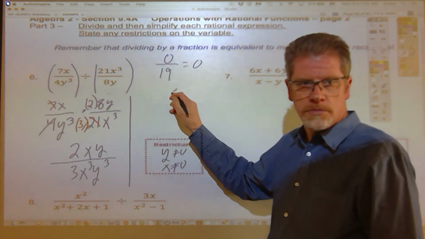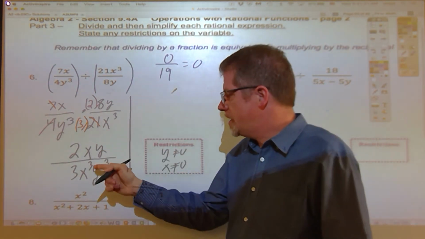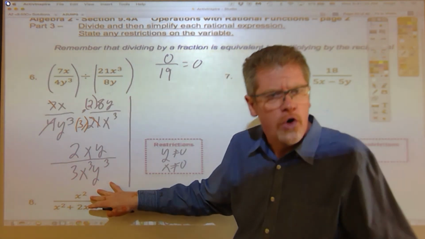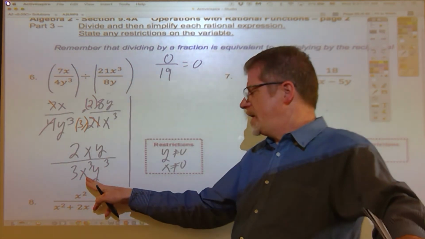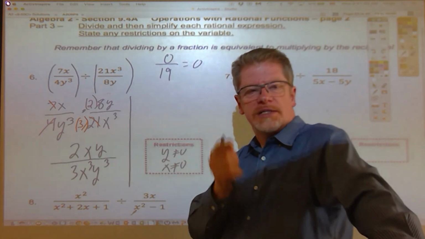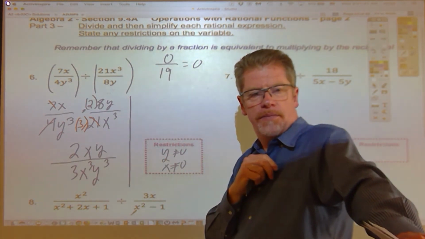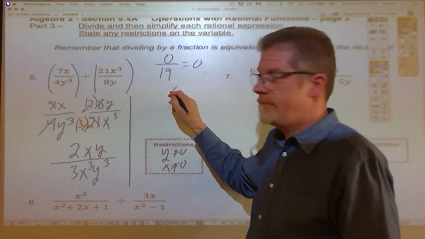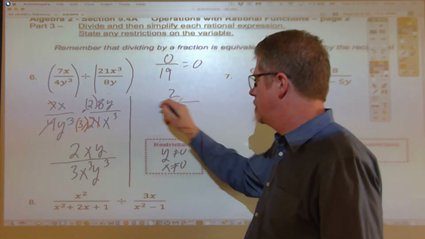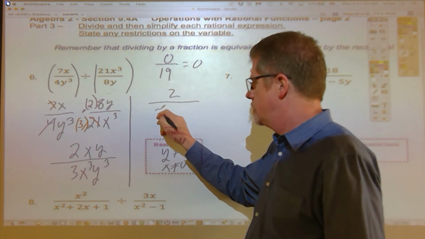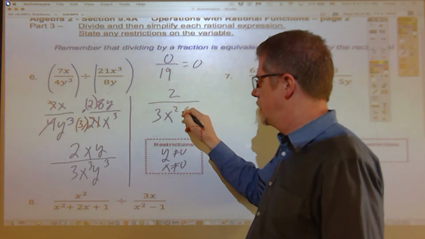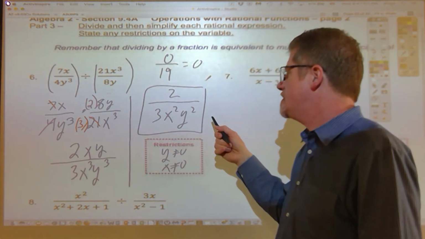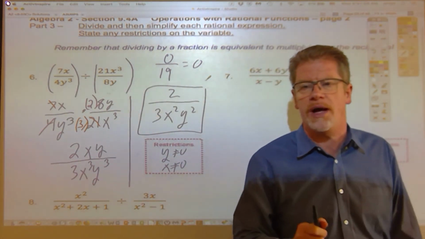Well, let's talk then about, do you want to use the divide subtract rule, or do you want to write out x cubed as x times x times x so you can actually see the cancellations? Oh, you can just subtract this. Okay, so the final answer is what? 2 over 3x squared y squared. Nice. You got it, Jonathan. Final answer with restrictions. Any questions on problem 6?